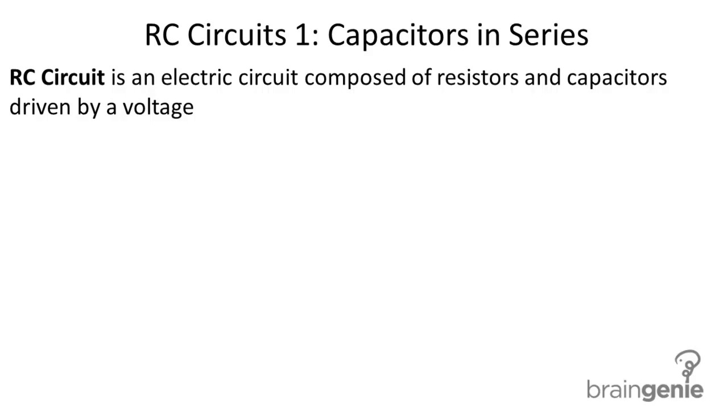RC Circuits 1, Capacitors in Series. An RC circuit is an electric circuit composed of resistors and capacitors driven by voltage. To give an example of a simple RC circuit, I'm going to draw a schematic diagram.